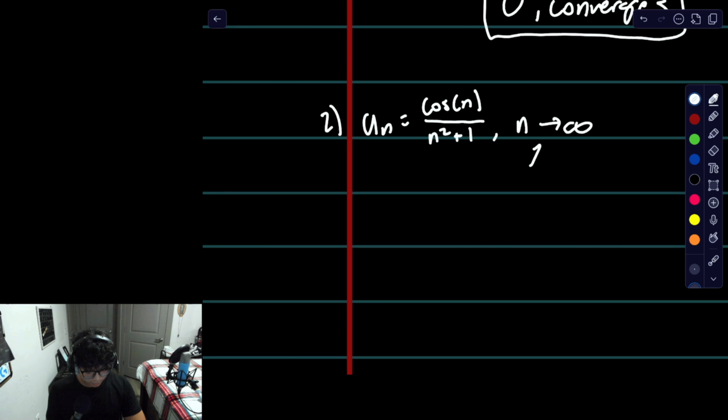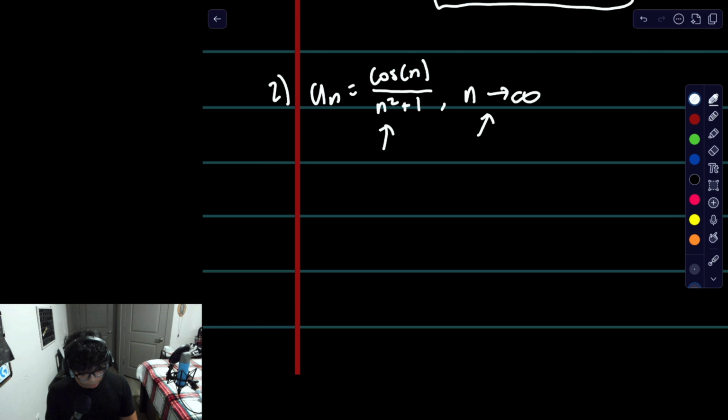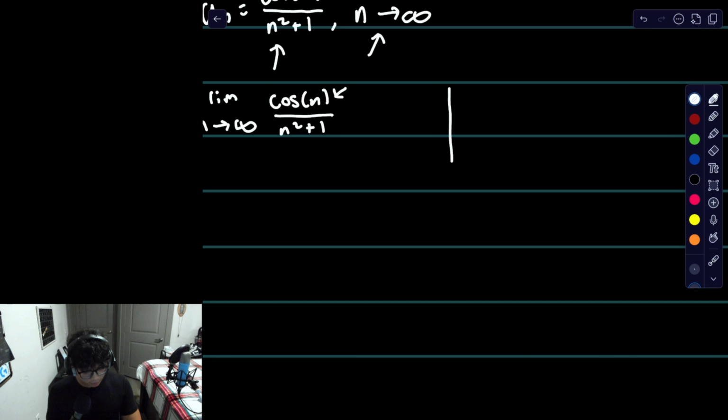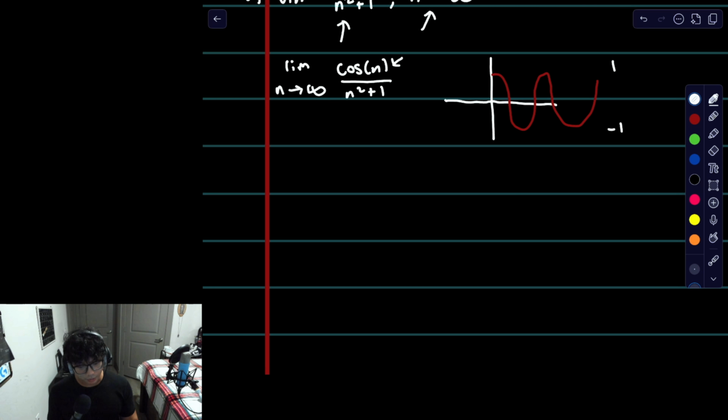So again, our n is approaching infinity, and we have a cosine of n over n squared plus 1, so let's find that limit. Now when we plug in infinity in our cosine of n, what's interesting is the graph will constantly oscillate, meaning we are always bounded by -1 and 1. And because of this bound, we will use Squeeze theorem.